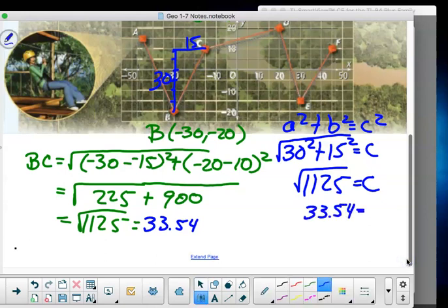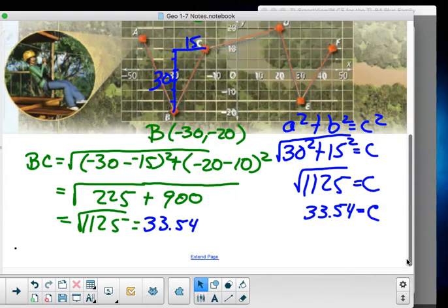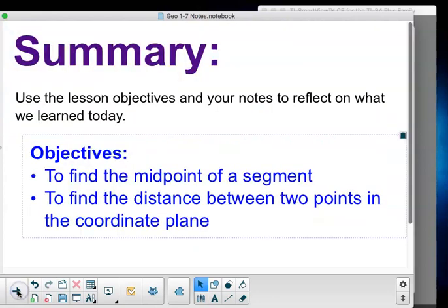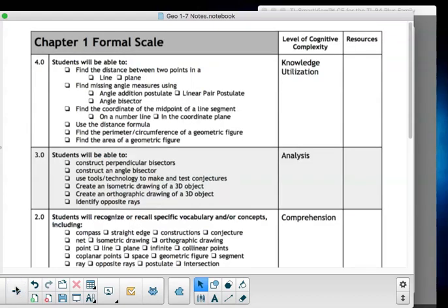Now, keep in mind, the distance formula is derived from the Pythagorean theorem, so make sure that you recognize how they're connected. And finally, our summary. Use the lesson objectives in your notes to reflect on what we learned today. Objectives today: to find the midpoint of a segment, to find the distance between two points in the coordinate plane, and check off what you know.